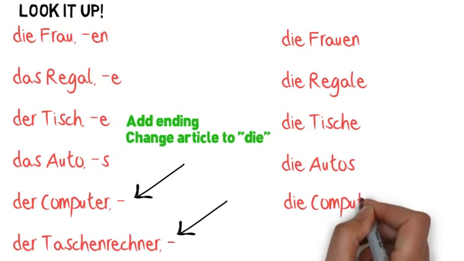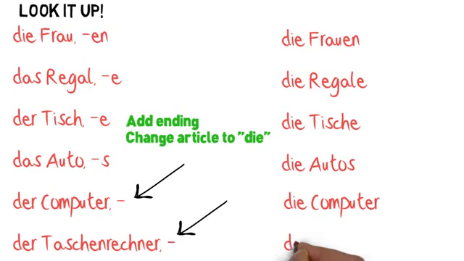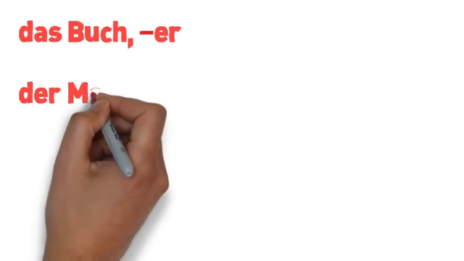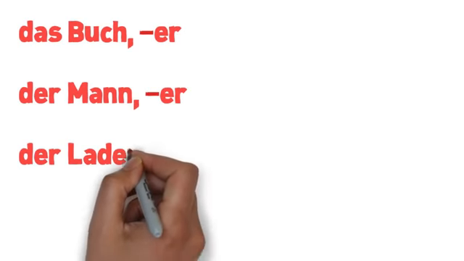In fact, that's the only way that you'll be able to tell that the word has become plural. Der Computer becomes die Computer and means the computers. Der Taschenrechner becomes die Taschenrechner and now means the calculators. Many words, however, don't just add letters to the end of the word. They add something to the word itself.